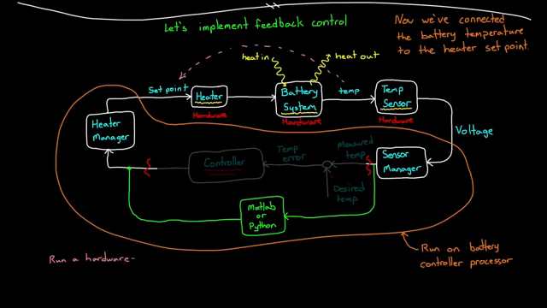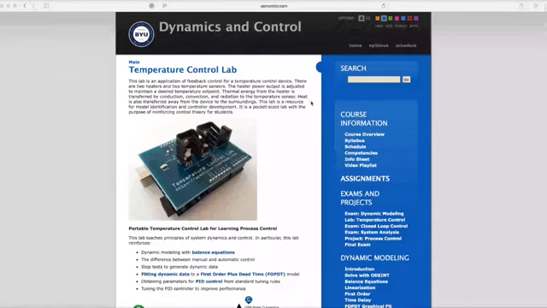This type of testing is called hardware in the loop because rather than simulating the entire system with mathematical models, some parts of the system, like the sensors, actuators, and thermal mass, are real physical hardware.